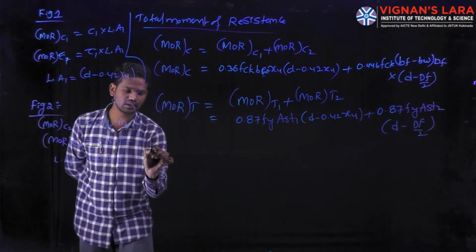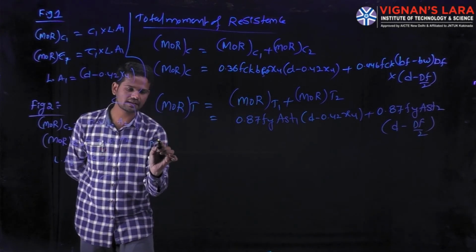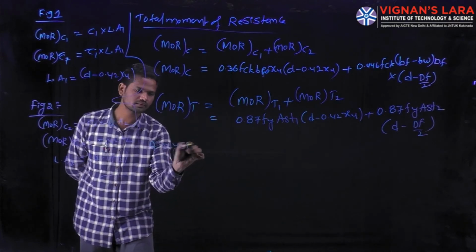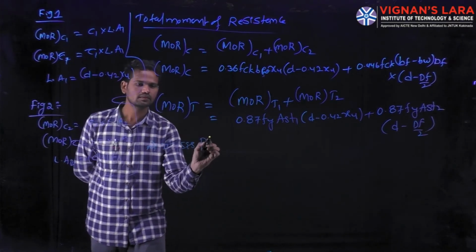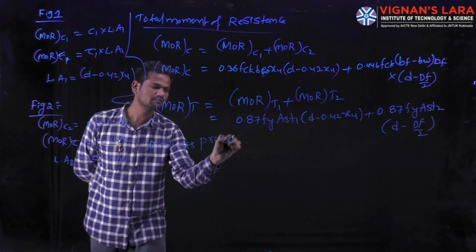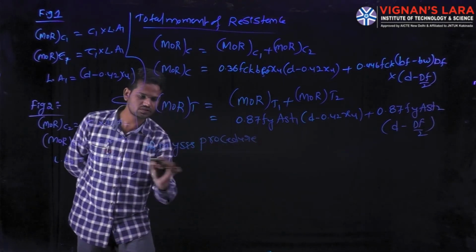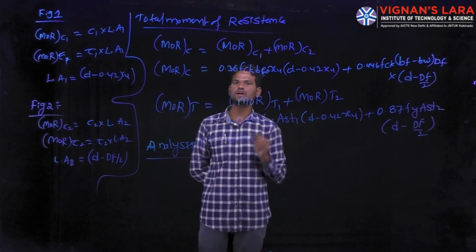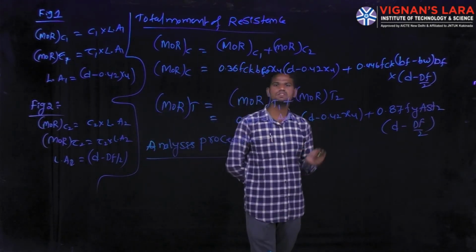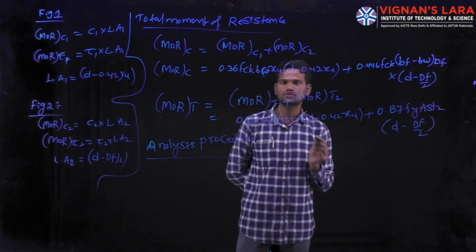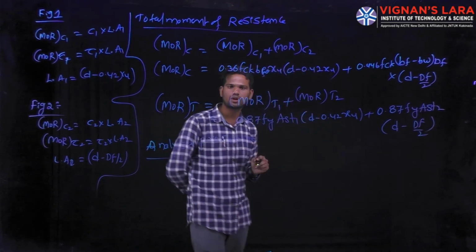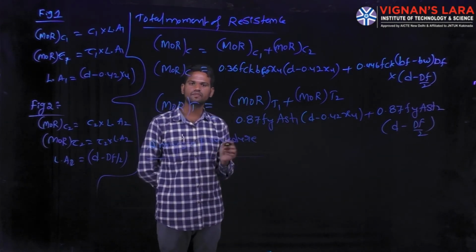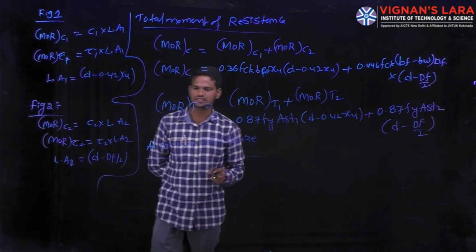If you observe the design procedure, next I am writing the analysis procedure. In the analysis procedure, step 1, you have to calculate the limiting depth of the neutral axis. Step 2, you have to calculate the actual depth of the neutral axis. Step 3, you have to compare the section. Step 4, finally we are calculating the moment of resistance of the section.